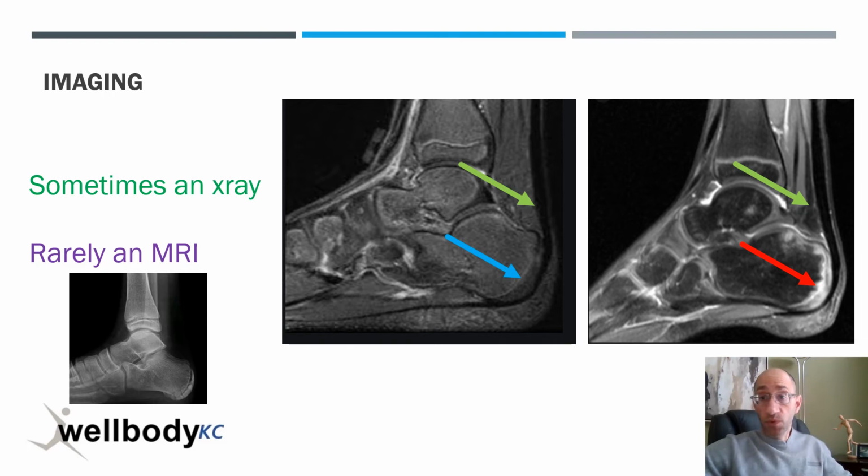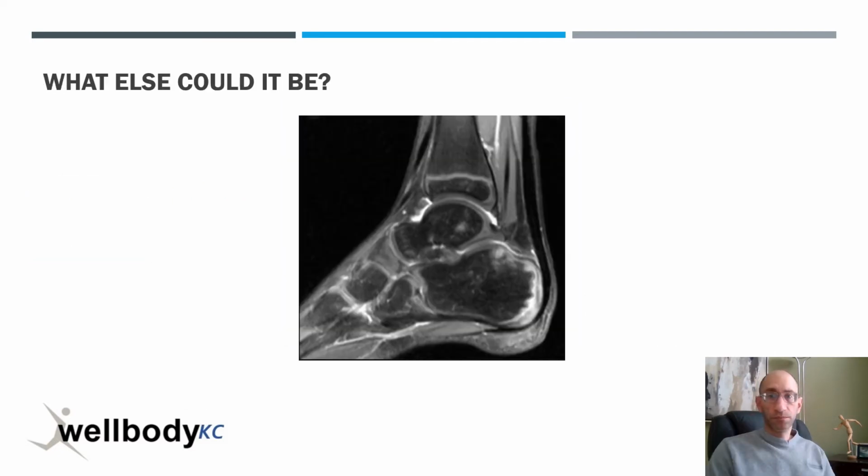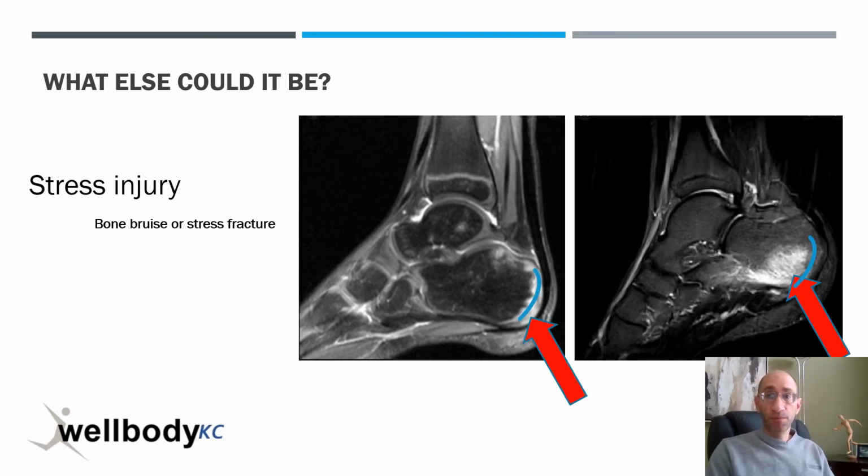Although sometimes when we MRI Sever's it looks completely normal, but because the history and exam fit, it can still be Sever's even with normal imaging. What else could heel pain be if it's in the right spot? Well, here's an MRI of a typical Sever's case, and remember we don't usually MRI them, but it's for an example. The right image is a stress fracture.